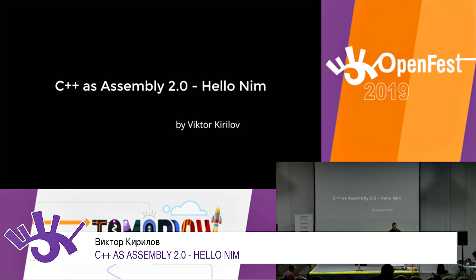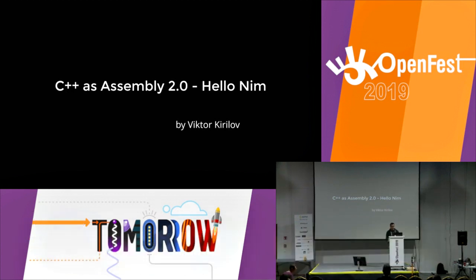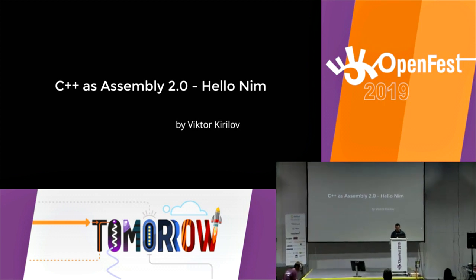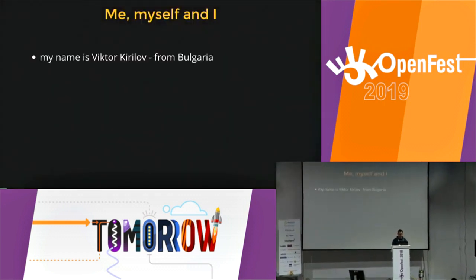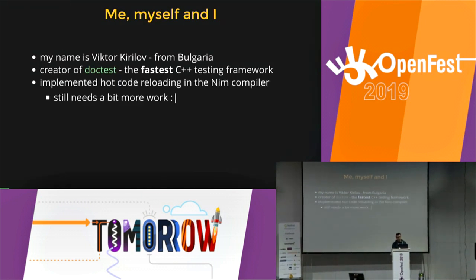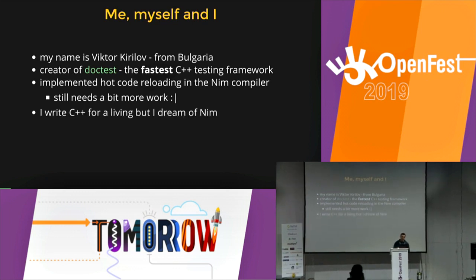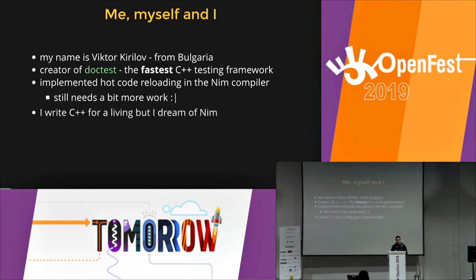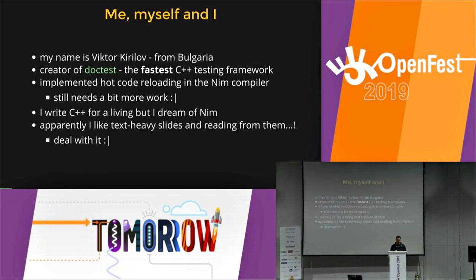Hello, everybody. So today we'll be talking about NIM and why it makes sense to call it C++ 2.0 or something like that. A little bit about me. I made the fastest C++ testing framework. I implemented a little bit of functionality in the NIM compiler. I write C++ for a living, sadly. And I like really, really text-heavy slides and reading from them with lots of bullet points.